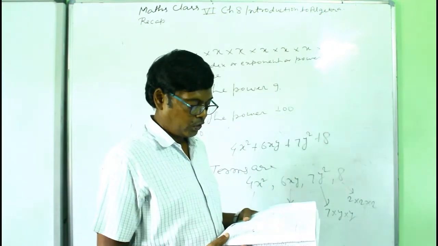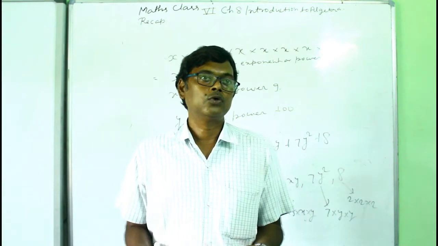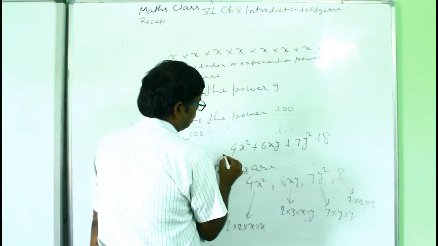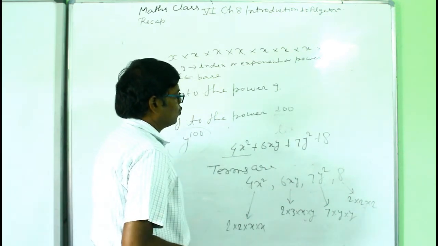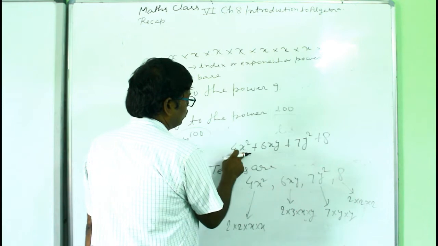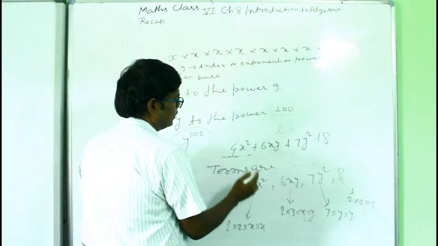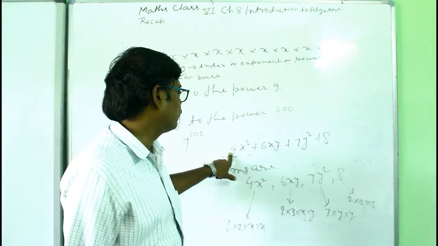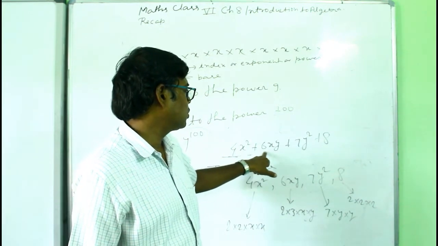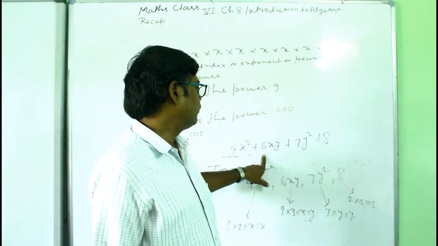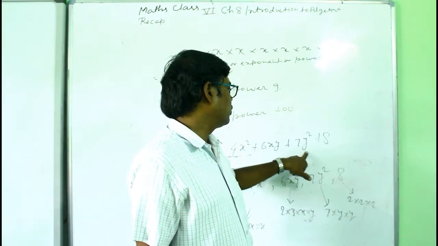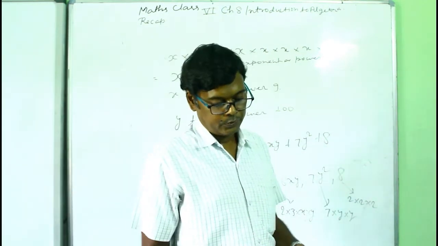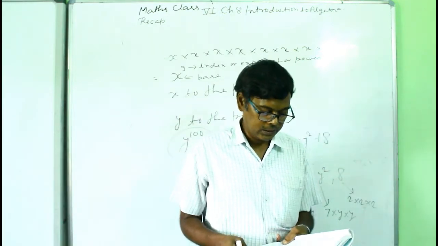Then you have the coefficient. Coefficient means, for example, here this is 4x square. Now if we ask what is the coefficient of x square, the coefficient of x square will be 4. That is the numerical coefficient, because 4 is a number. Then if we ask what is the coefficient of xy in this term, we will say it is 6. And here the coefficient of y square is equal to 7, and this is a constant term. Okay, so we can find the coefficient like this.